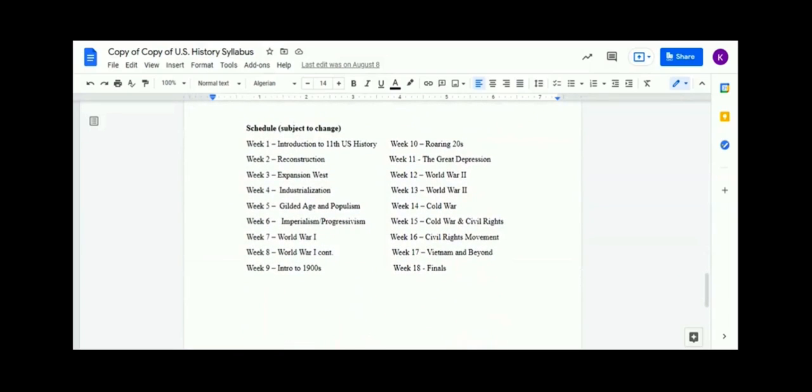And here is the tentative schedule that we follow in this class. So far, we are pretty much on track with our schedule. We are in week 4. We are finishing up with industrialization and beginning the Gilded Age. And so this is just a tentative schedule, subject to change, of course. But this is the schedule that we follow in this class.